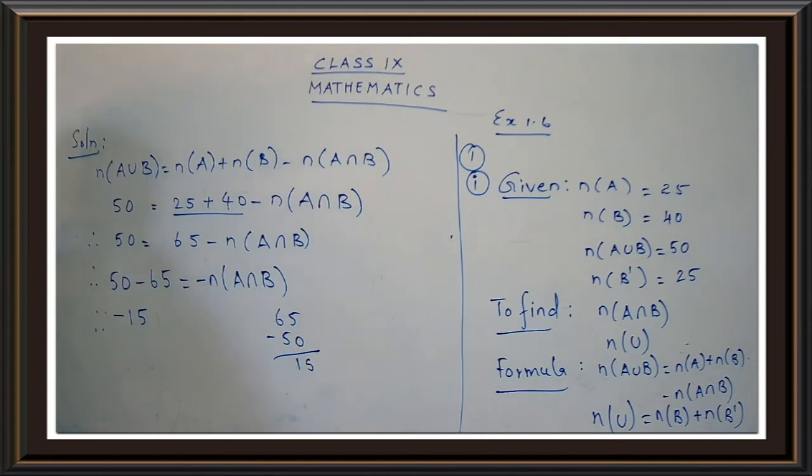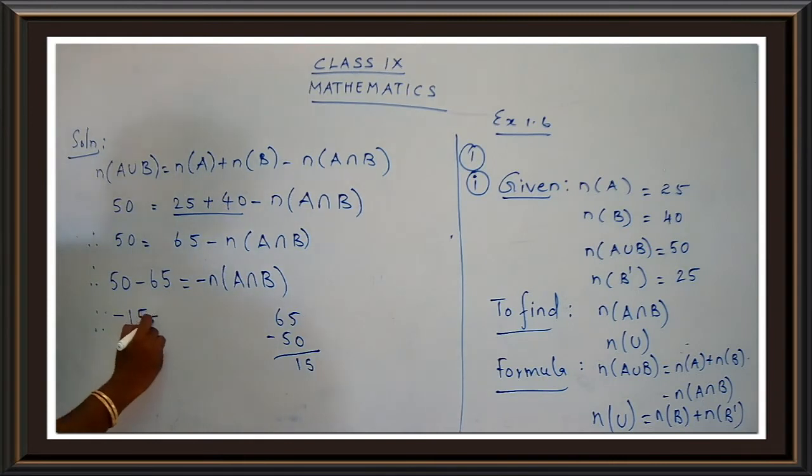Are you getting the step children? See, when you have plus minus, you have to perform subtraction. So 65 minus 50 gives you 15. Now, once you write the value, you have to write the sign also. So how to write the sign? You have to see the sign of the bigger number. Which is the bigger number over here? 65 is the bigger number. What is the sign of 65? It's minus. So the answer will be minus 15.